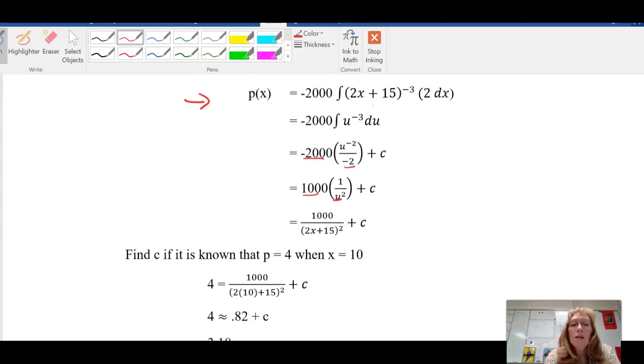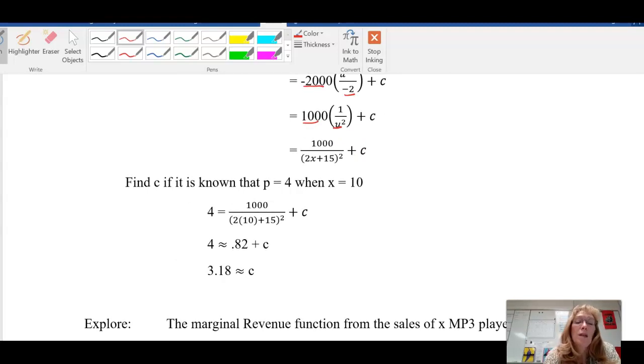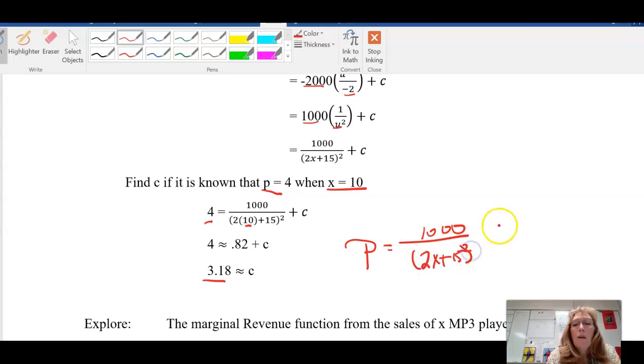Now, I want to know what c is. I want to find an exact equation because right now it's not helpful. I want to know what c is when p is 4, if p is 4 when x is 10. So we plug in the 4 for p, the 10 for x, and we just do our math. We divide this out, we get approximately 0.82. We subtract it over, and it's approximately 3.18. So my equation for price is 1,000 over 2x plus 15 squared plus 3.18.